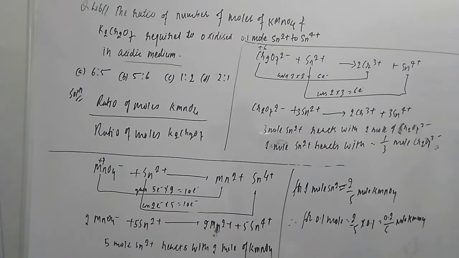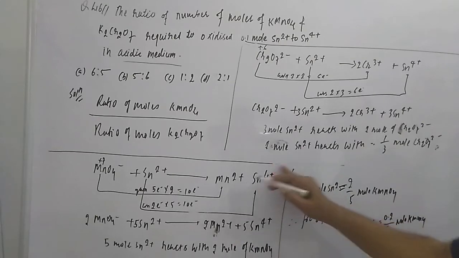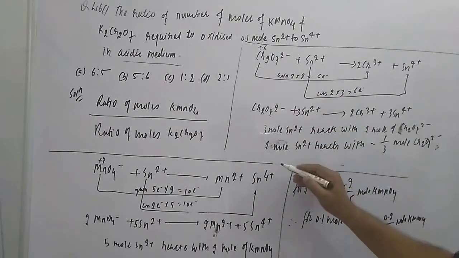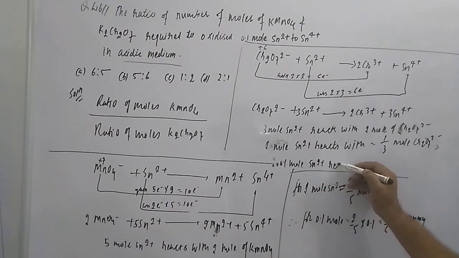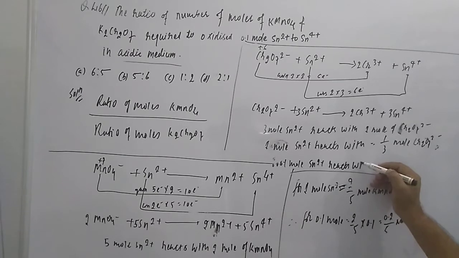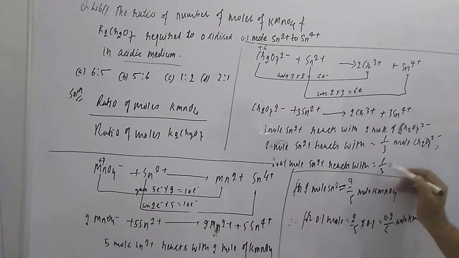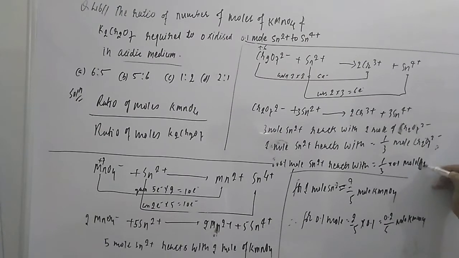Now they are asking in the question for 0.1 mole. Therefore, 0.1 mole of Sn2+ reacts with 1 by 3 into 0.1 mole of Cr2O7 2 minus. So the final value will be 0.1 by 3.